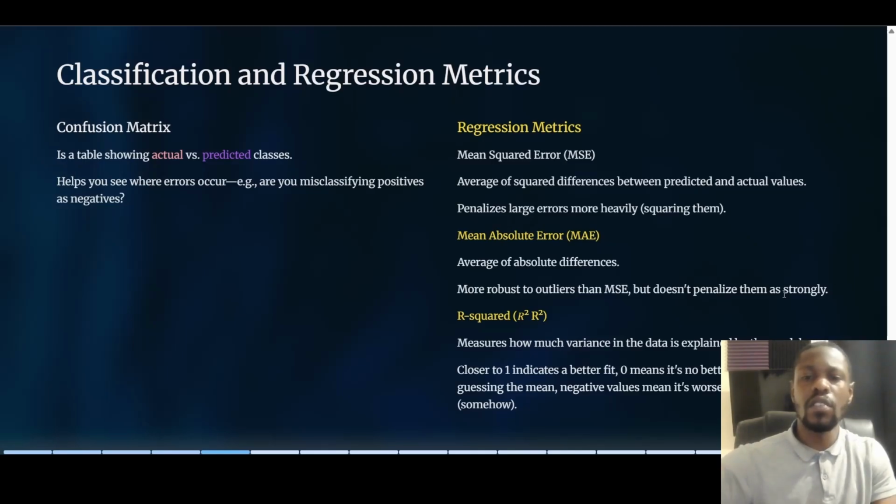Lastly, we have R squared. So this measures how much variance in the data is explained by the model. So closer to 1 indicates a better fit. 0 means it's no better than simply guessing the mean, and a negative value means it's even somehow worse.